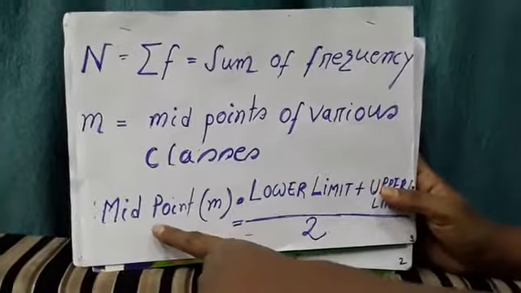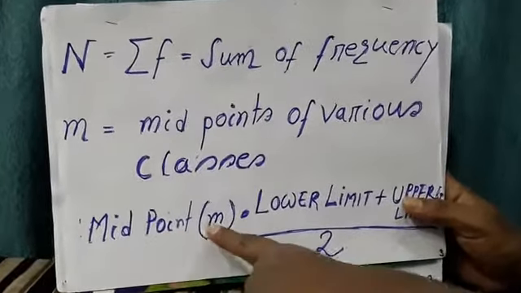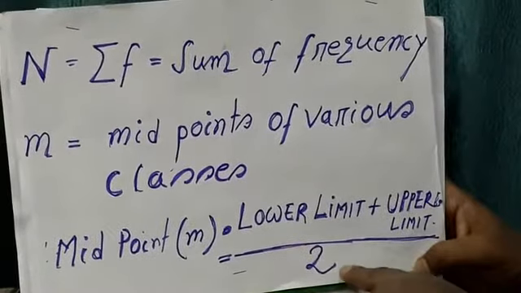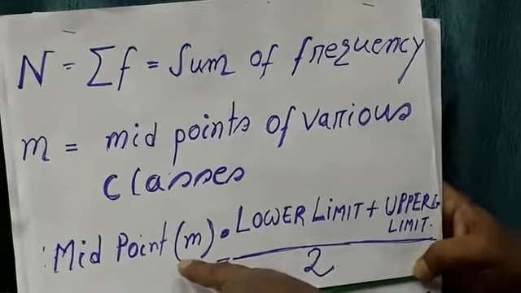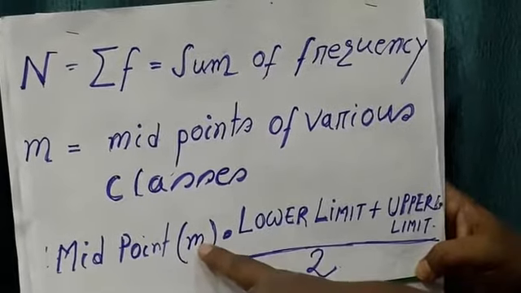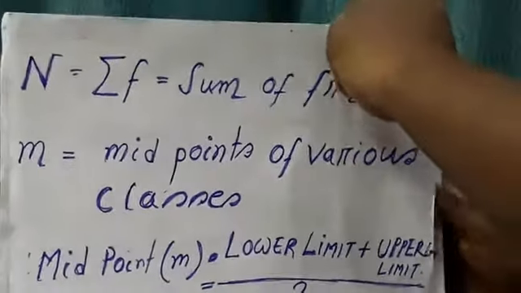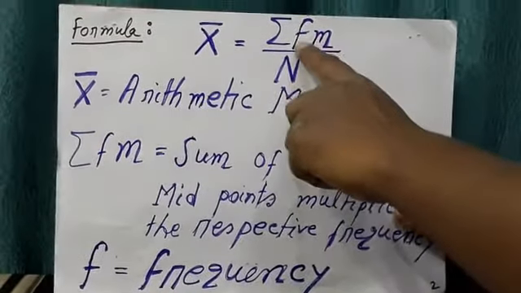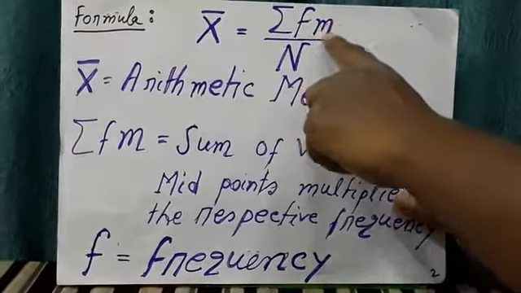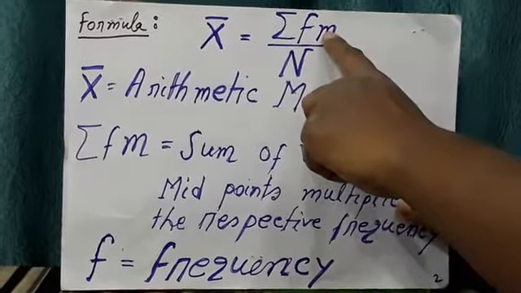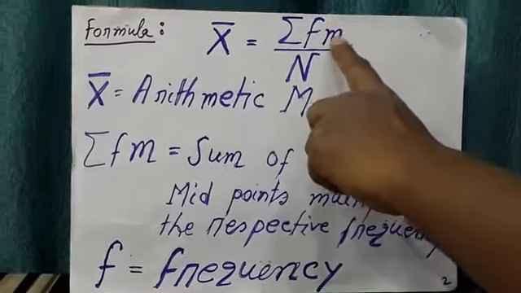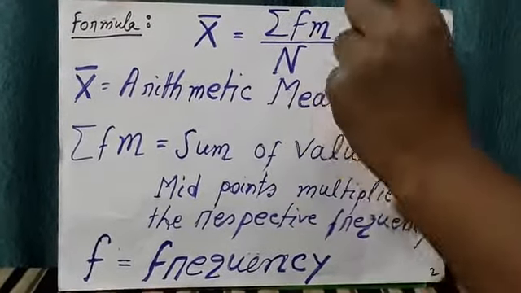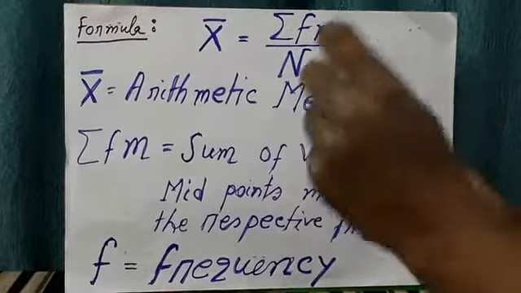How is this midpoint calculated? Midpoint is calculated as lower limit plus upper limit divided by 2. This midpoint is denoted by small m. That is why in our formula, instead of fx, we will use fm. This m is the midpoint or mid value of the class interval. This mid value is calculated by summing up the lower limit and upper limit divided by 2.